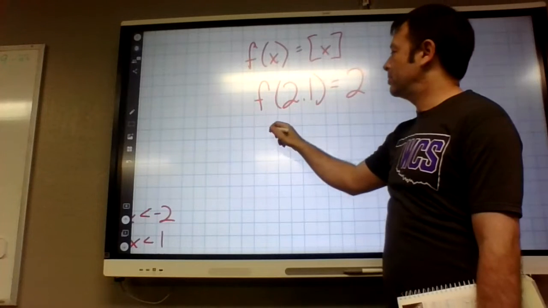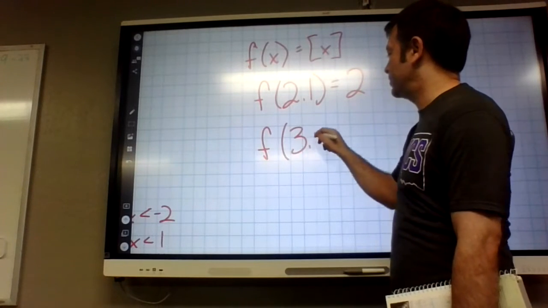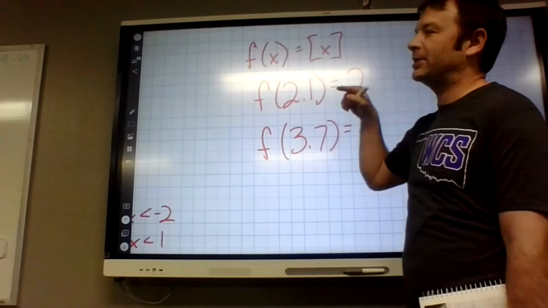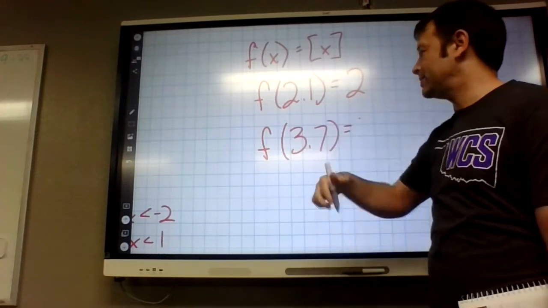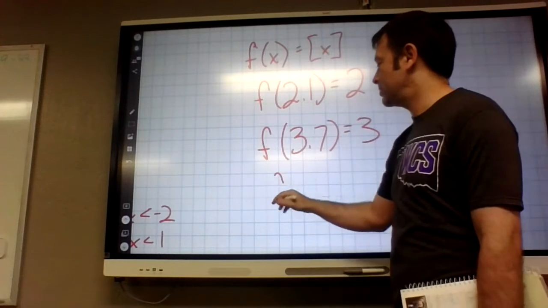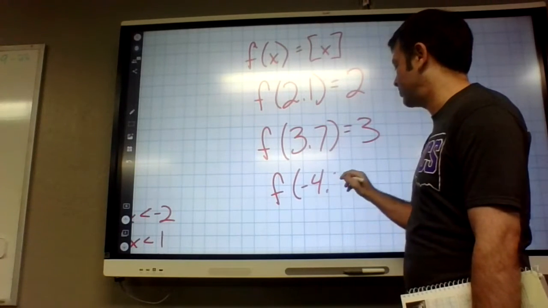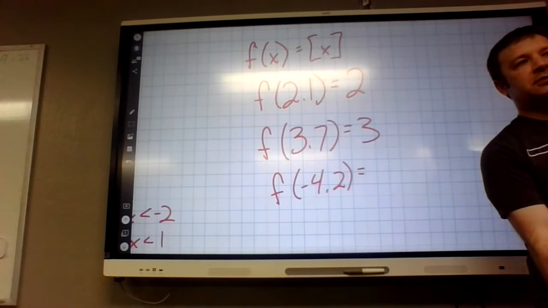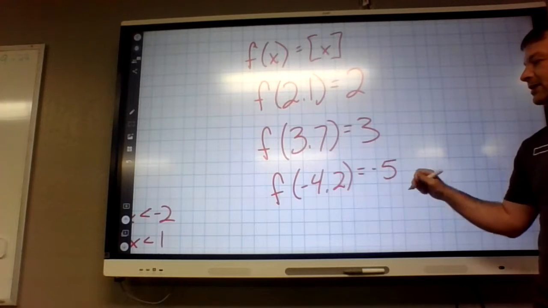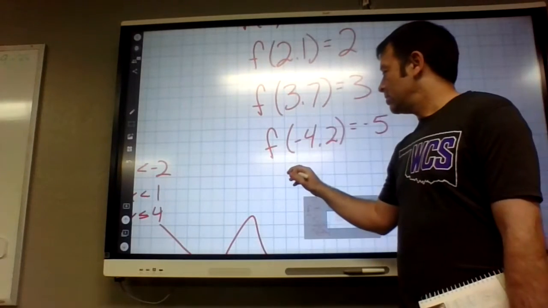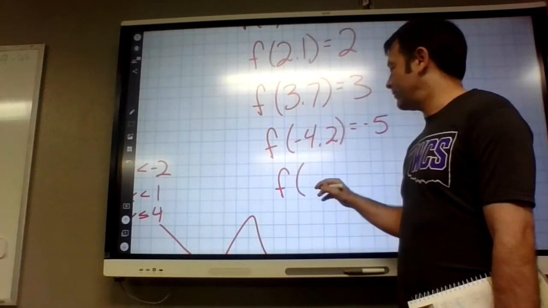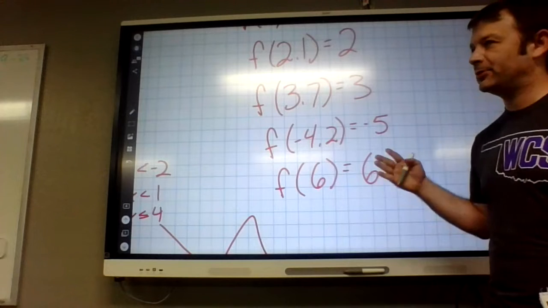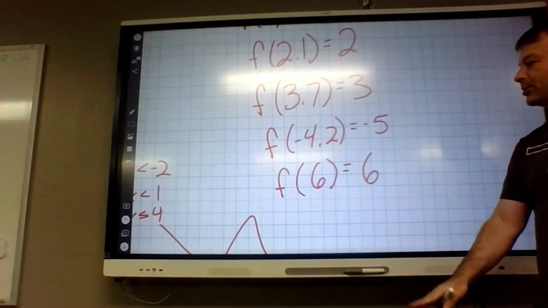What is f of 3.7? 3. No, it doesn't round to the nearest. It rounds down every time. So it's just 3. Okay, and this one might confuse us. What's f of negative 4.2? Negative 3. What's below negative 4.2? Negative 5. Negatives are backwards. How about f of 6? It stays the same. The integer at or below 6.